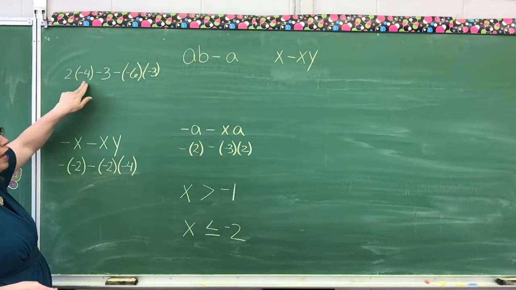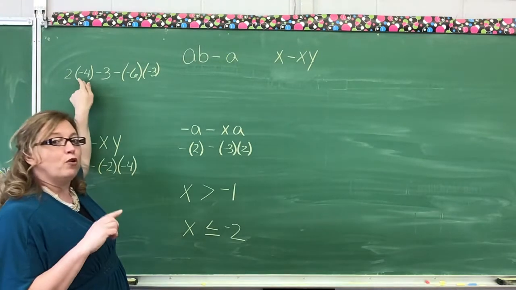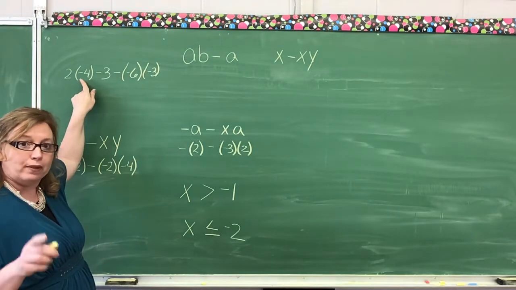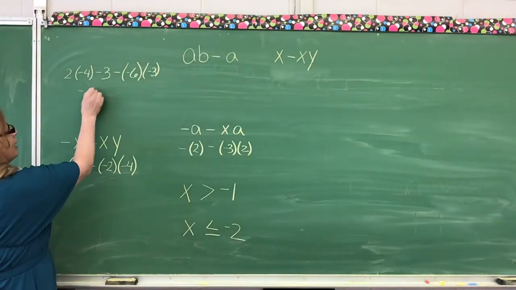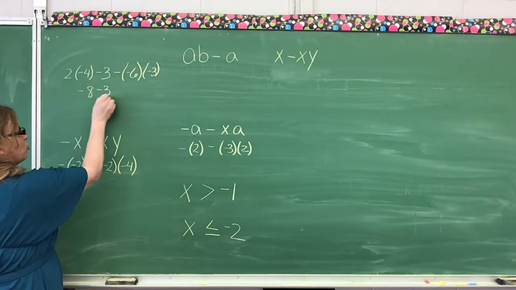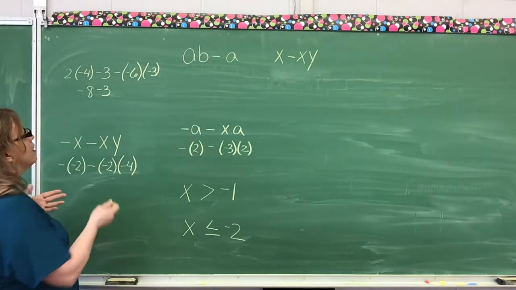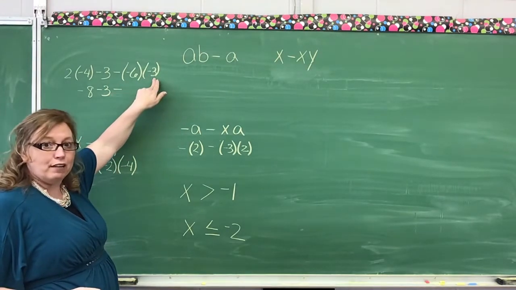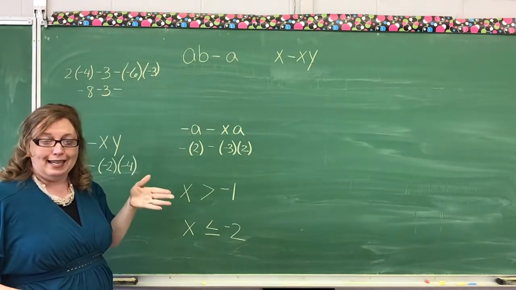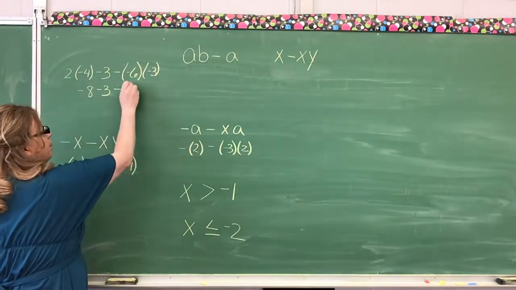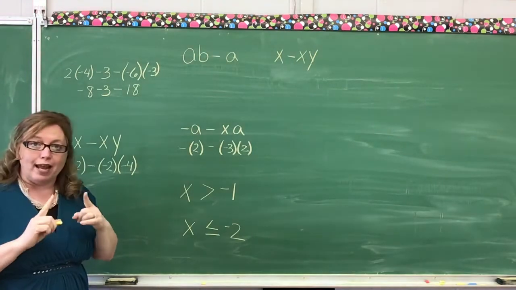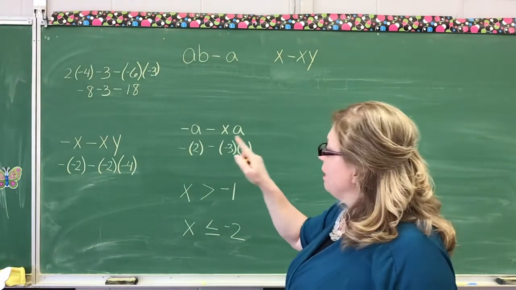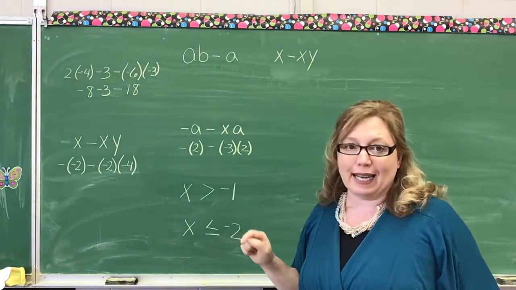So I say 2 times negative 4. Well, 2 times 4 is 8. Since one sign is negative and one sign is positive, my answer is negative. So I have negative 8 minus 3, because that's just a subtraction part. And then I have minus negative 6 times negative 3, which is 18, and it is positive because both numbers are negative. Okay, so now I have negative 8 minus 3 minus negative 18.